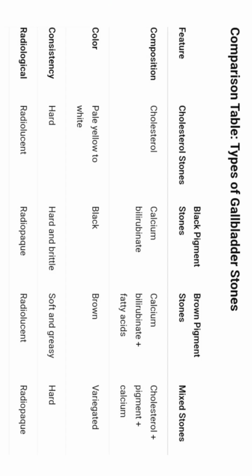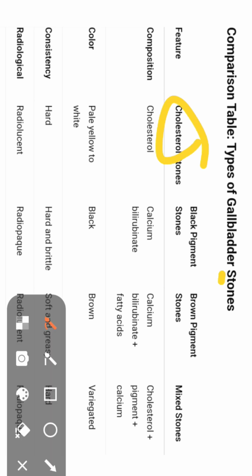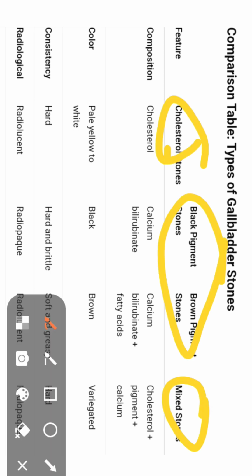Here you can see I have made a table of the types of gallbladder stones. Most commonly there are three types: cholesterol stones, pigment stones, and mixed stones. These are the three most common, and it is a most asked viva question also. Cholesterol stones are made up of cholesterol, pale yellow and white in color. Consistency is hard and they are radiolucent.